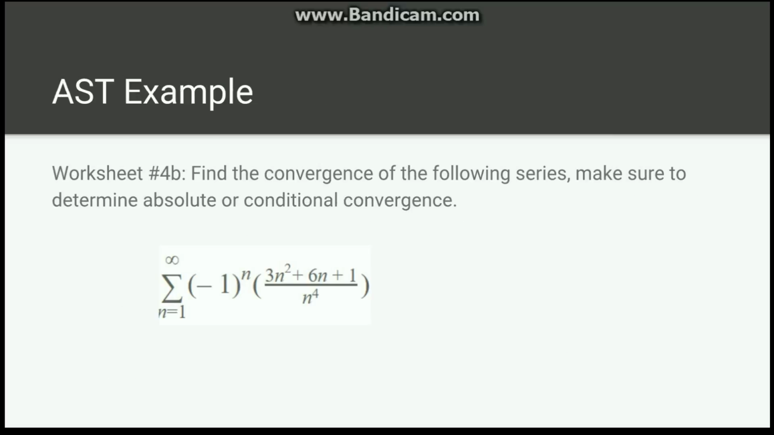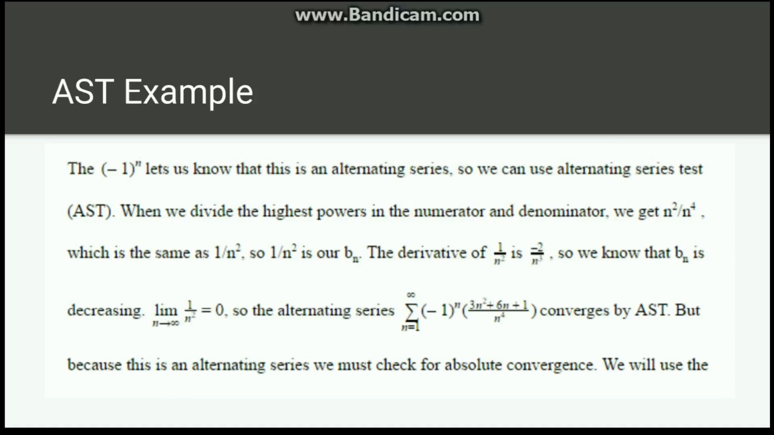So here we have an example, worksheet number 4b. It is negative 1 to the n times (3n squared plus 6n plus 1) divided by n to the 4th. We know that negative 1 to the n lets us know that this is an alternating series. Then we want to divide the highest parts in the numerator and denominator. We get n squared over n to the 4th, which is the same as 1 over n squared, which is now our b sub n.